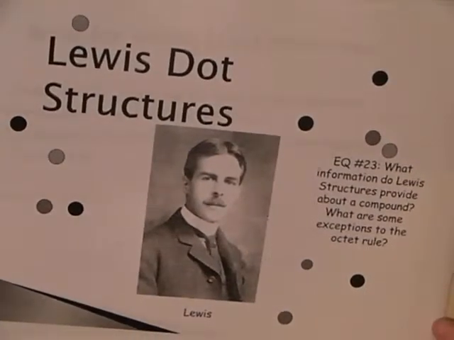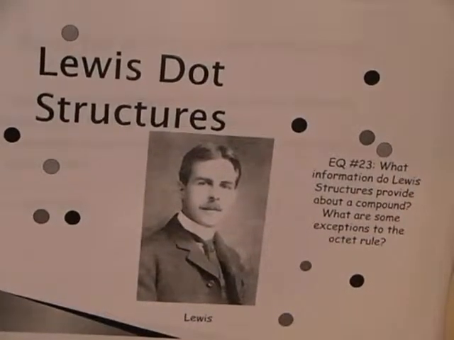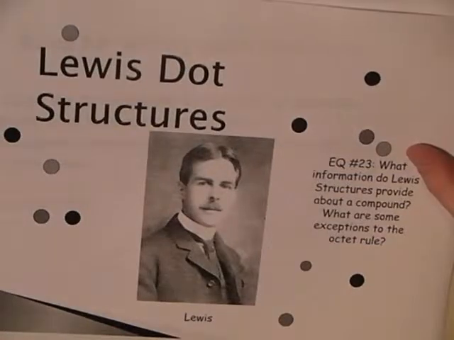We all know what the octet rule is. We all know that elements in general want 8 in their outer shell. But we're going to talk about how most of them meet the octet rule, and then how a couple of them break the octet rule. Because as you know, there are exceptions to every single rule in chemistry.